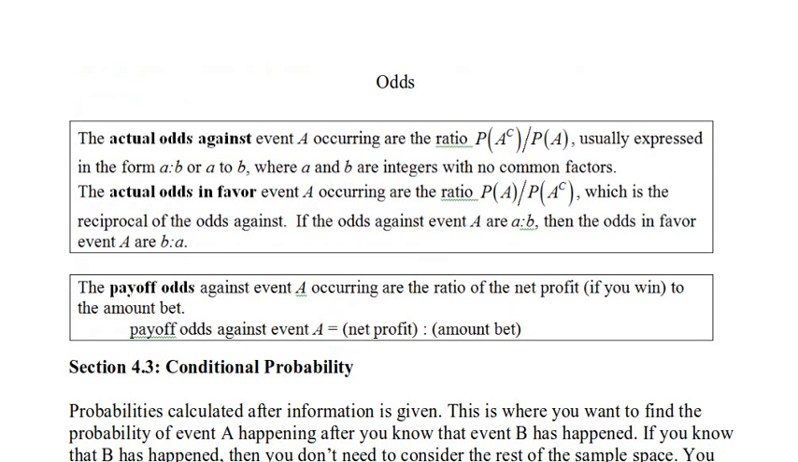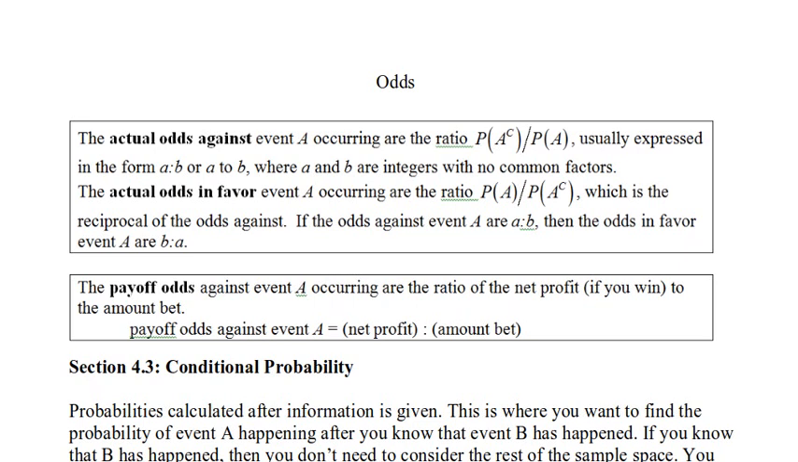So our last topic in 4.2 is odds. They come with a definition. The actual odds against an event occurring is the ratio with the probability of the complement of the event over the probability of the event. Now, once you've got that as a decimal, convert it into a fraction and then write that fraction with a colon between it, a to b with the colon or a to b with the word to, and then just as simplified as you can. That's what integers with no common factors mean.